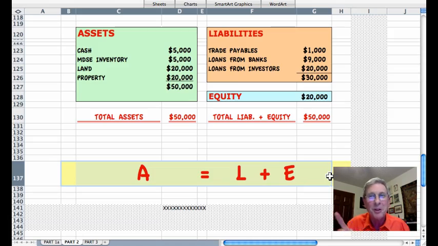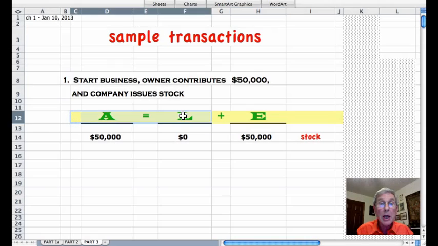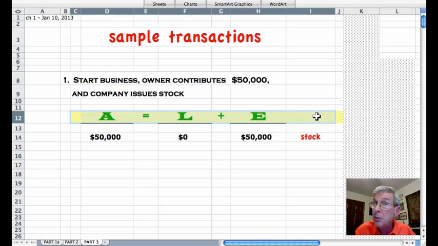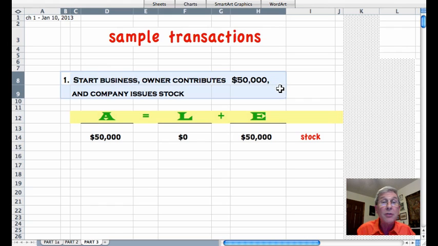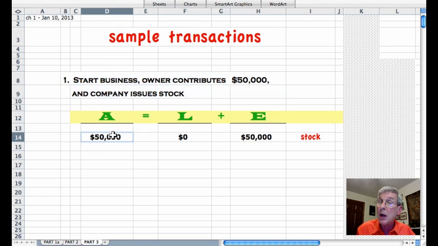In just a minute, we're going to look at some examples. Okay, now watch carefully. We're going to take this pretty quick. We're going to go through sample transactions. Now here you see the accounting equation. Assets equals liability plus equity. Number one, starting a business, the owner contributes $50,000. The owner takes $50,000 of his personal money and deposits it in the company account, and the company issues stock to the owner.